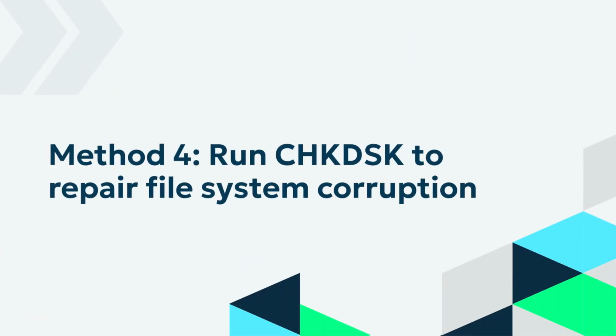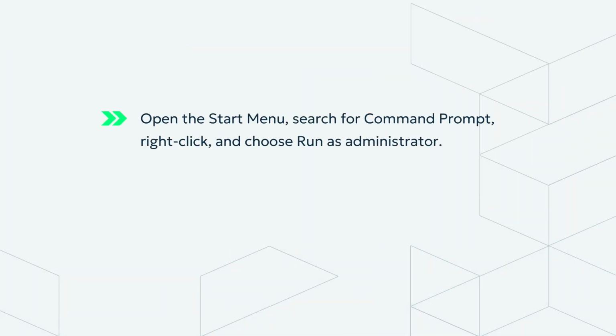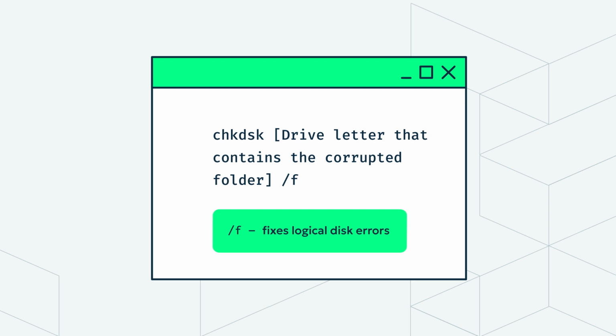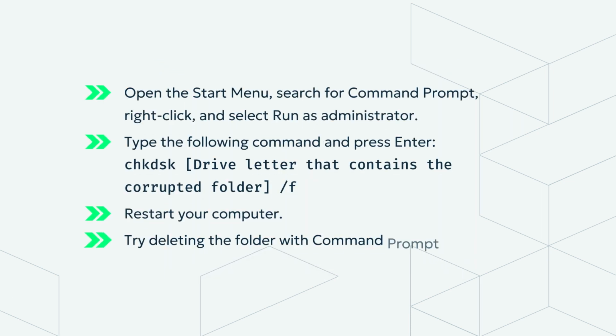Method 4. Run CHKDSK to repair file system corruption. If a folder is unreadable due to disk corruption, use CHKDSK to repair logical file system errors. Open the Start menu, search for Command Prompt, right-click, and choose Run as Administrator. Type the command and press Enter. Restart your computer. Try deleting the folder with Command Prompt or PowerShell.